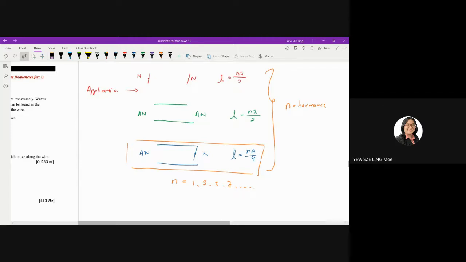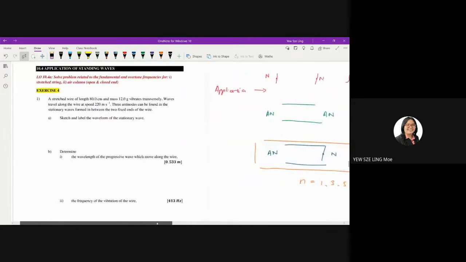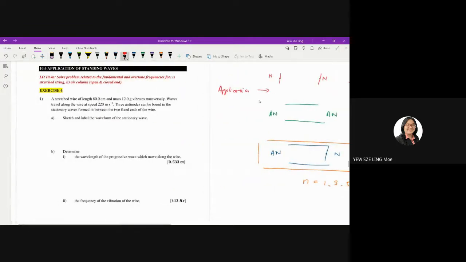Because once you know the characteristics of these three applications, you will know how to sketch the standing wave for each of the applications. Okay, now let's go through exercise 4. So exercise 4, first one, now you look at the question. The question says a stretched wire. So this is actually an example of a string, a string-like object. So this is an application of strings.